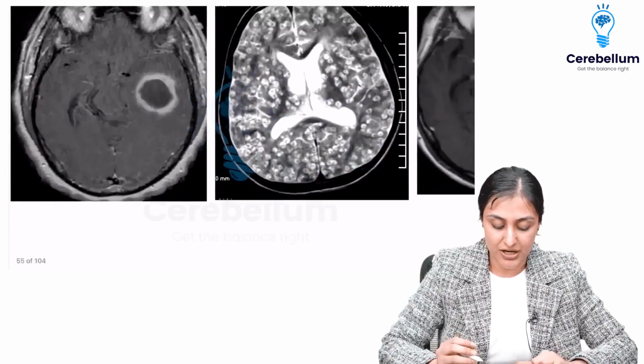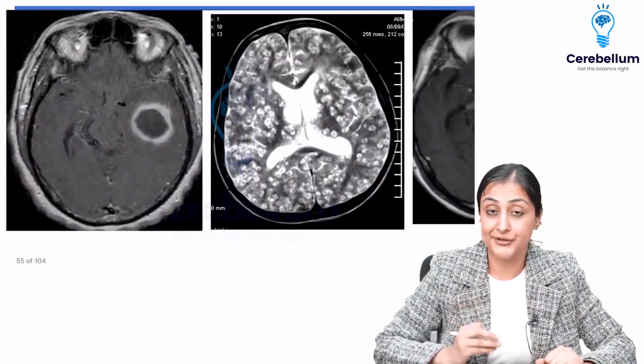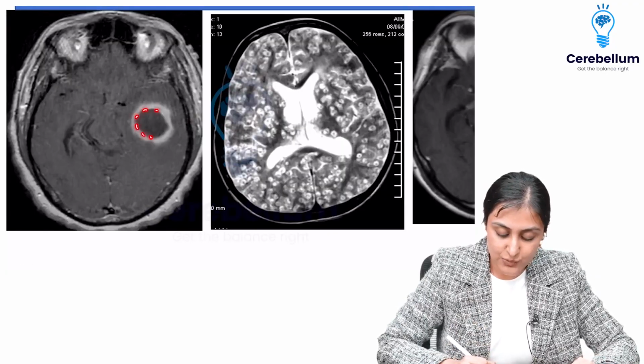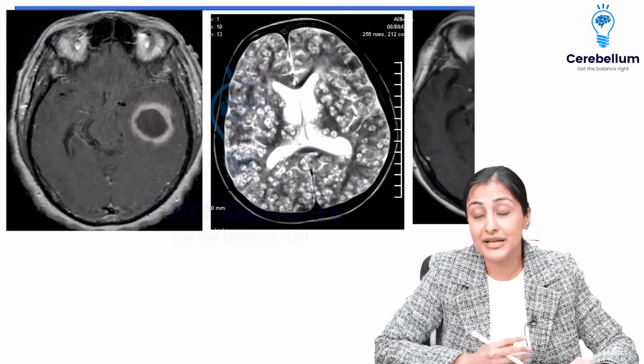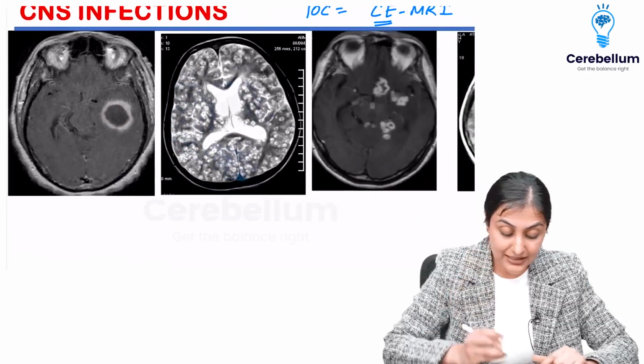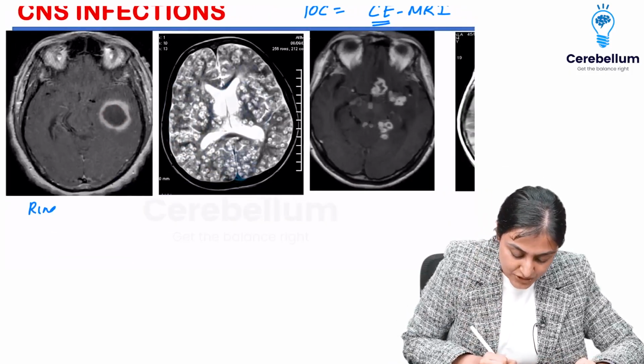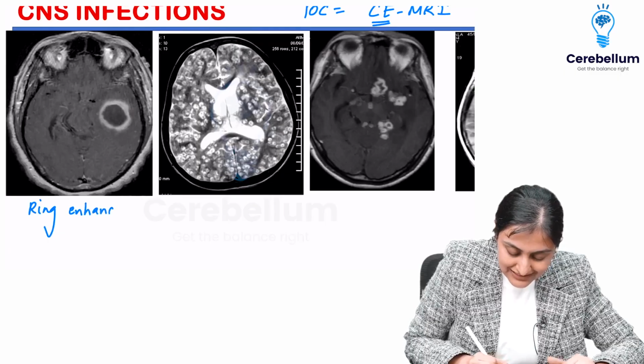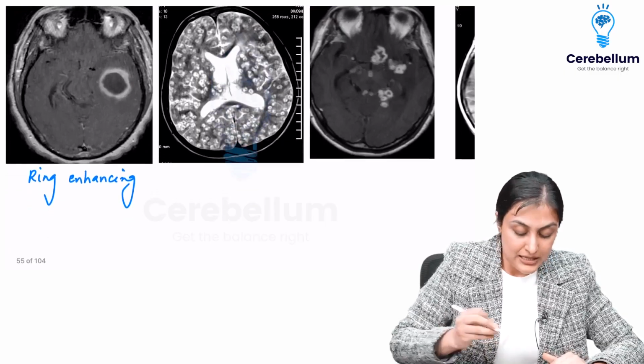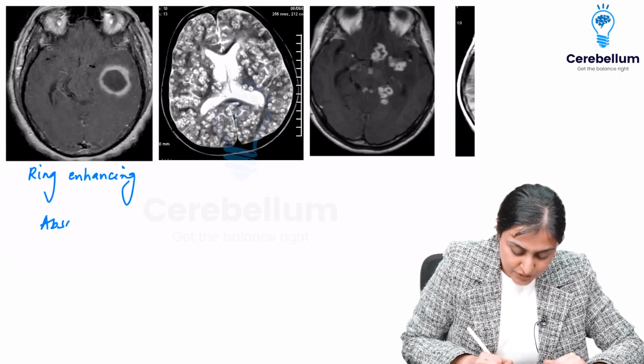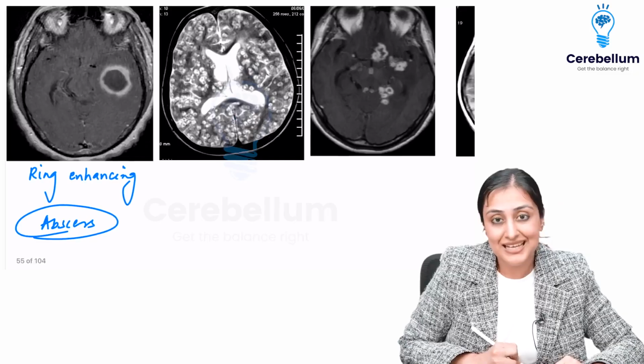So I've given contrast, and look at the first MRI here. You can see that there is a lesion which shows me enhancement in the periphery. So what is this ring enhancing lesion? Whenever you see such a ring enhancing lesion, this is a cerebral abscess. So this is a brain abscess.